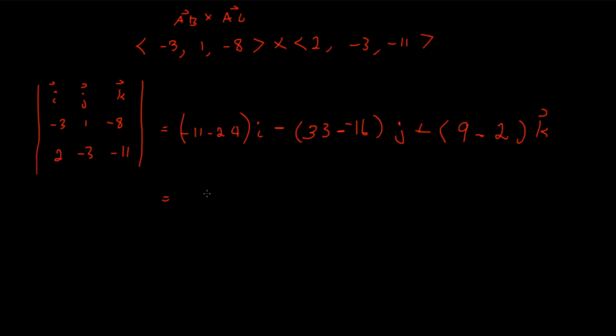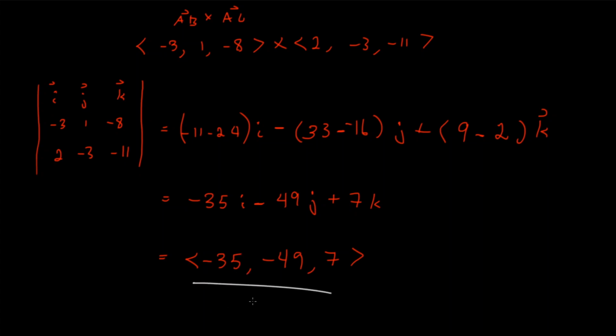And then I'm going to simplify this thing. -35 I minus 33 plus 16. That's going to be 49. And then 9 minus 2, that's 7. So plus 7k. And then my final vector in its component form, -35, -49, 7. All right, we are not done because this is the vector perpendicular to the plane. The initial question was, what is the equation of a plane?